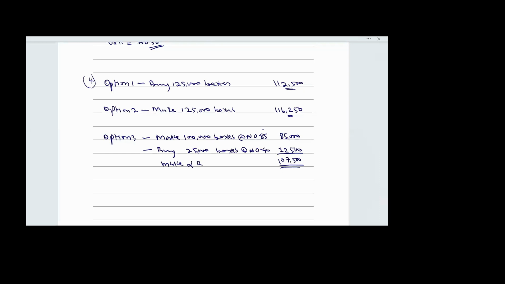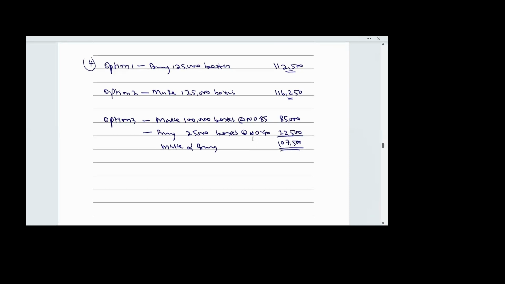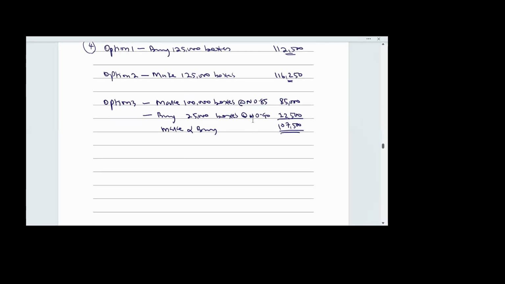So our advice is that the company should make 100,000 boxes at 85,000 naira and buy 25,000 boxes at 22,500 naira. So that's that. That's the end of the question.